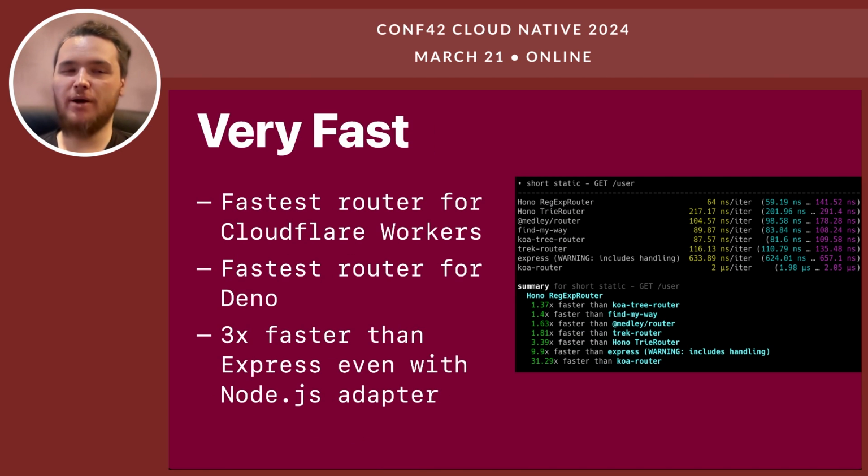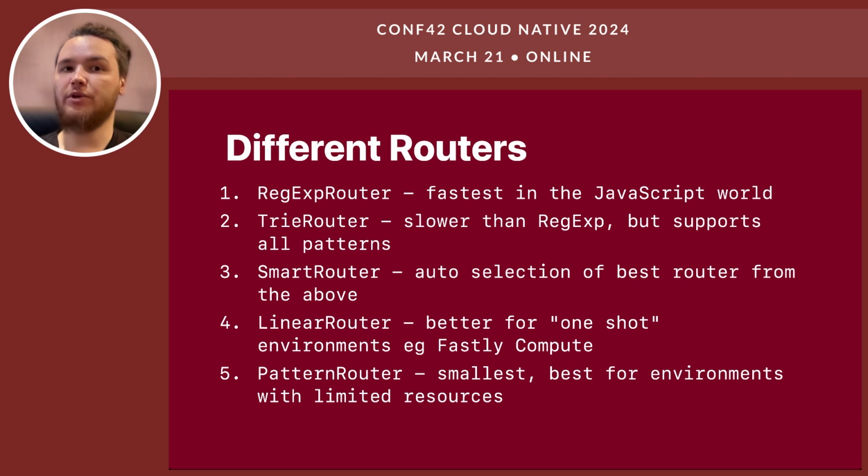Hono is very fast. It's got the fastest router for Cloudflare Workers and for Deno. Also, if you're using a Node.js adapter, it's still going to be 3 times faster than Express, so massive performance gains.